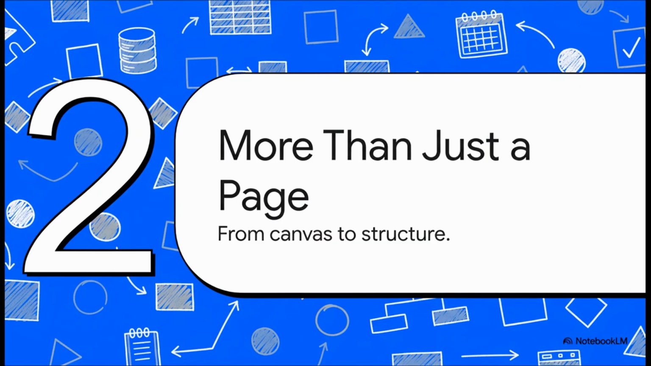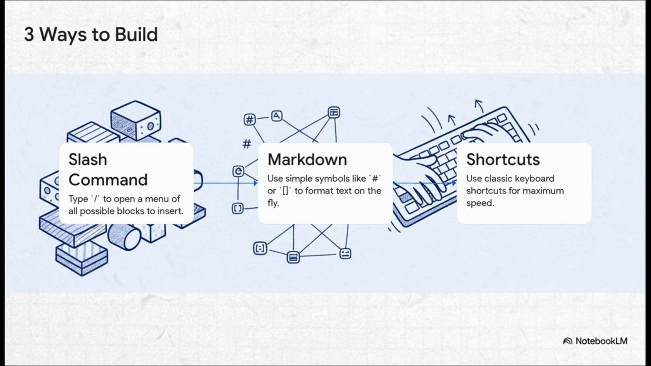So, you've got these blocks, but how do you actually use them? How do you go from a scary blank canvas to a really well-structured, useful page? Let's take a look. Notion is cool because it lets you work however you want. The most popular way is the slash command. You just type a / and boom, a menu of every single block type pops right up. Or, if you're all about efficiency, you can use Markdown. Just type a hashtag for a heading or some brackets for a to-do list. And of course, all your classic keyboard shortcuts work for maximum speed.